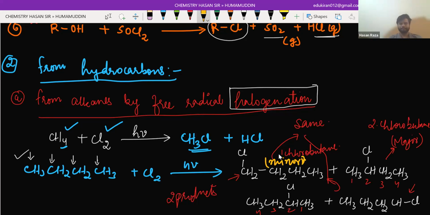So why is it major? Major, it is secondary, it is primary. Basically, whenever there will be question for stability, go for symmetry, or you can see the symmetry is more on secondary than primary, right? Yes. So that's why.